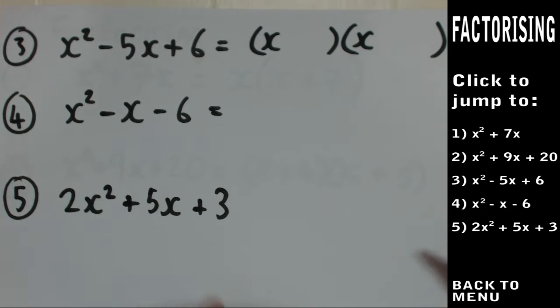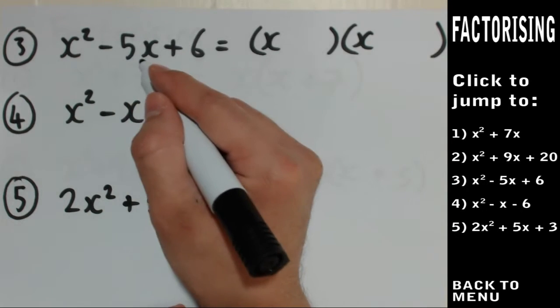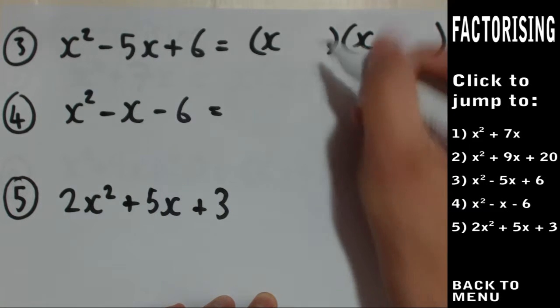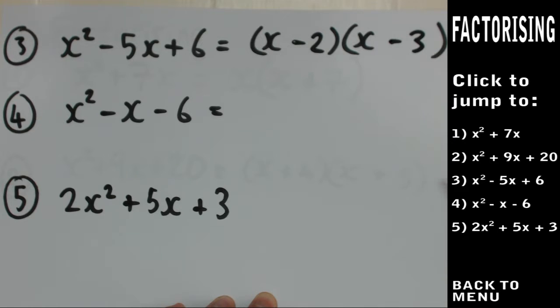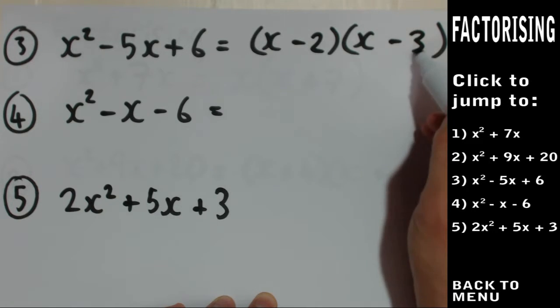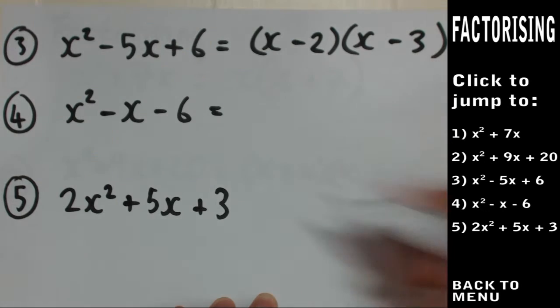Well, 2 times 3 is 6. 2 plus 3 is 5, but we want minus 5, so it means they've both got to be negative. So it's minus 2 and minus 3. Minus 2 add minus 3 is minus 5. Minus 2 times minus 3 is positive 6.